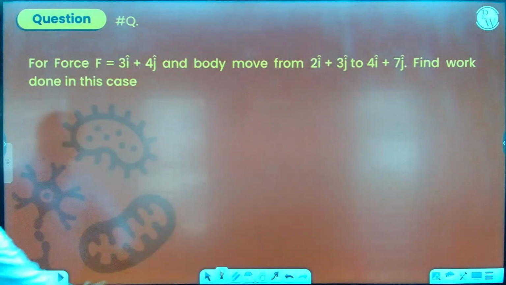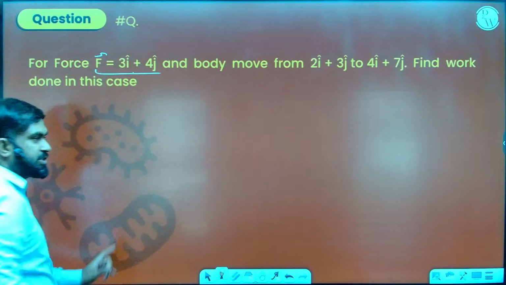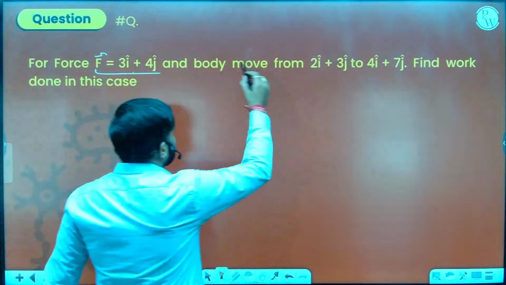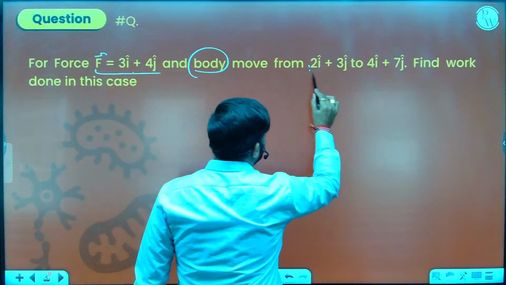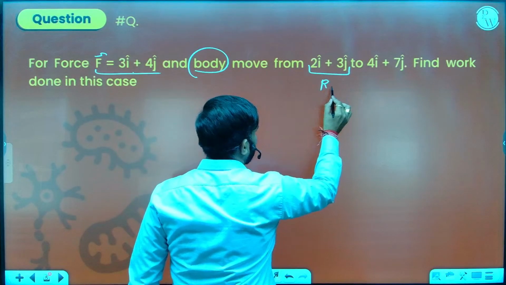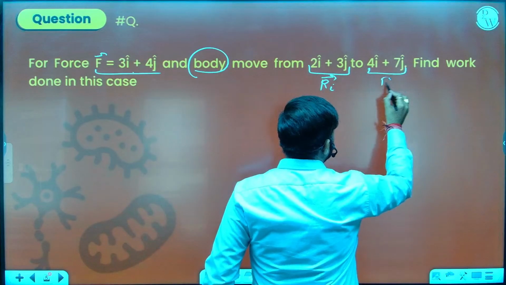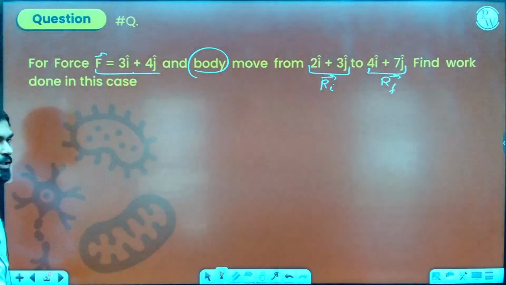Alright, so here they have given the force as 3i cap plus 4j cap. It's a vector quantity, good enough, and it's a constant force, very nice. They are saying that it acts on a body and the body moves from this initial position, I'll write this as the initial position vector, to this final position. Find out the work done in this case.